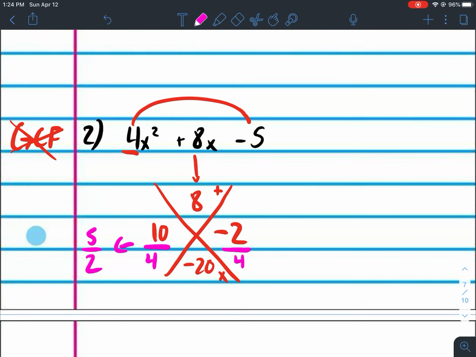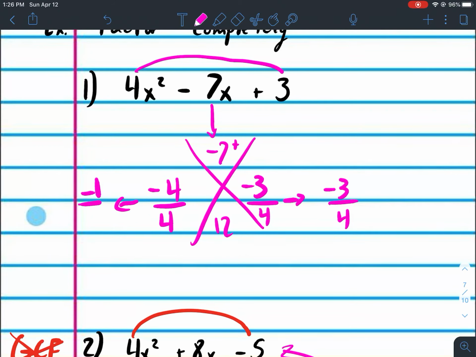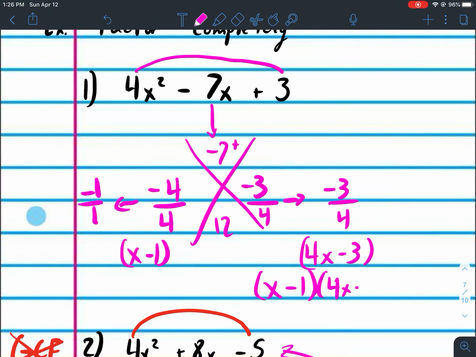Multiply those together. Bring this down. So let's see, negative 7, add, and 12, multiply. Looks like it's going to be 4 and 3, but negatives, cool. Over 4, cannot be simplified, the negative 3 over 4, so that's good. This can be simplified to negative 1 over 1, which means we have x minus 1 as this first part, and 4x minus 3 as that second part. So this solution is x minus 1 times 4x minus 3.